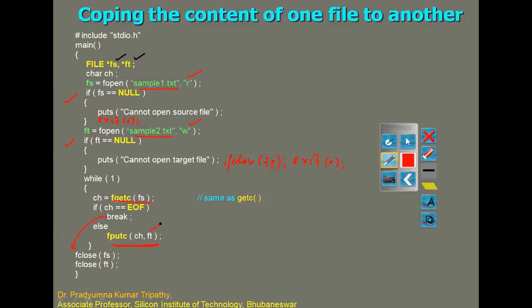So I read a character from the source, I write it into the target, and the process will continue till the end of file mark is reached. When all the content has been written, I close both the files. To check whether your file is copied or not, you can go to the target file and check whether the content has been written. Correct? So till now, we have read from the file character by character, and written into the file also character by character.